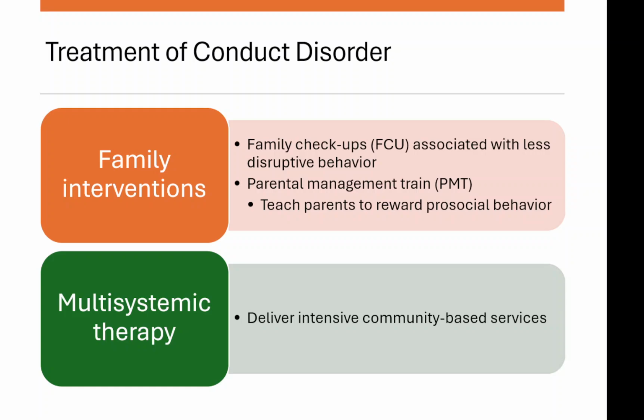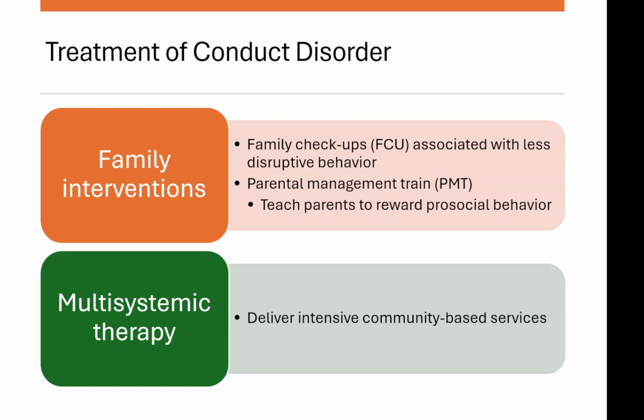Well, one of the most effective approaches is through family interventions, such as family checkups, which may set boundaries and reduce disruptive behaviors. We've got PMT, which is parental management training. This is a key concept where we teach parents how to reinforce positive behaviors from an early age while discouraging negative ones. Another highly effective treatment is multisystemic therapy, MST, which delivers intensive community-based services not only in the home, but also within the school and the broader community. This approach may also involve collaborating with legal authorities, emphasizing restorative care rather than simply incarcerating the youth.